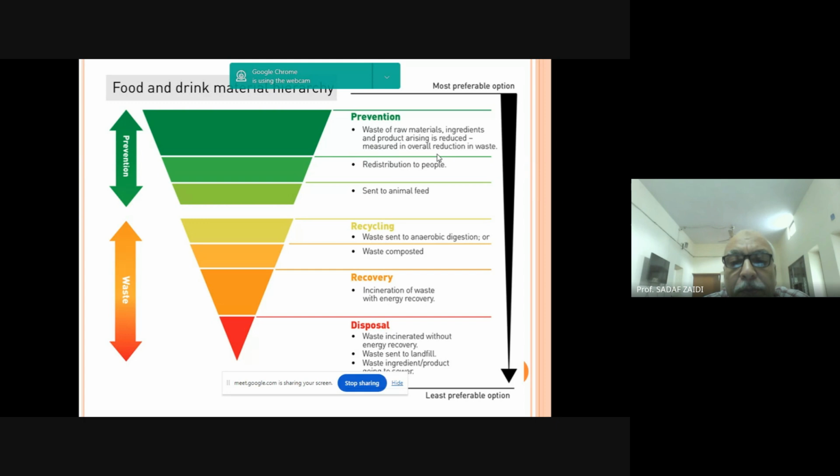The third thing, if it is left over even after people, then what you could do, you could send it as animal feed. Then there's recycling. The next preferred option is recycling. For recycling, you can send it for anaerobic digestion. Anaerobic digestion means that you make biogas from it. Biogas means converting it into fuel, that is methane.